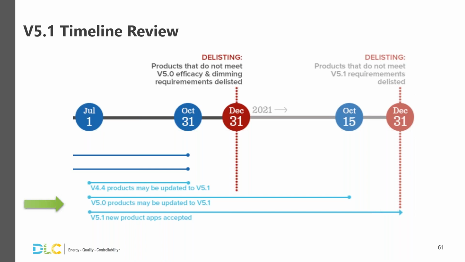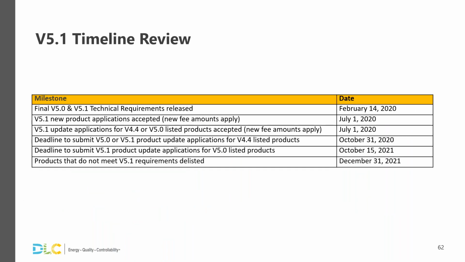Next slide. And again, these tables are also in the manufacturer's guidance. It takes these timelines and puts it into more of a table format, so it may be easier for you to reference the different milestones associated with 5.1. Next slide.